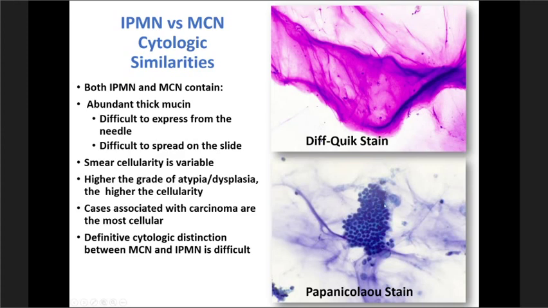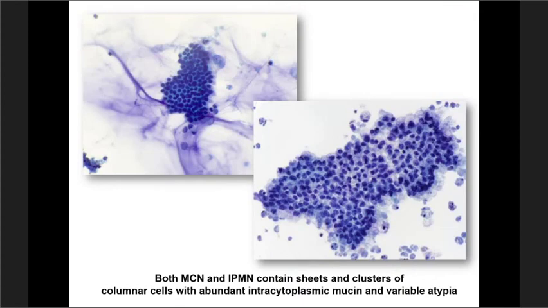See how basally the nuclei are placed in this layer of columnar cells with mucin lining the cells as well. And then these cells are floating in a background of mucin. Again, very bland appearing cells, so there is no atypia noted here. So there is not much clear distinction between MCN and IPMNs on cytology. They would show the cells themselves as columnar cells with abundant intracytoplasmic mucin.